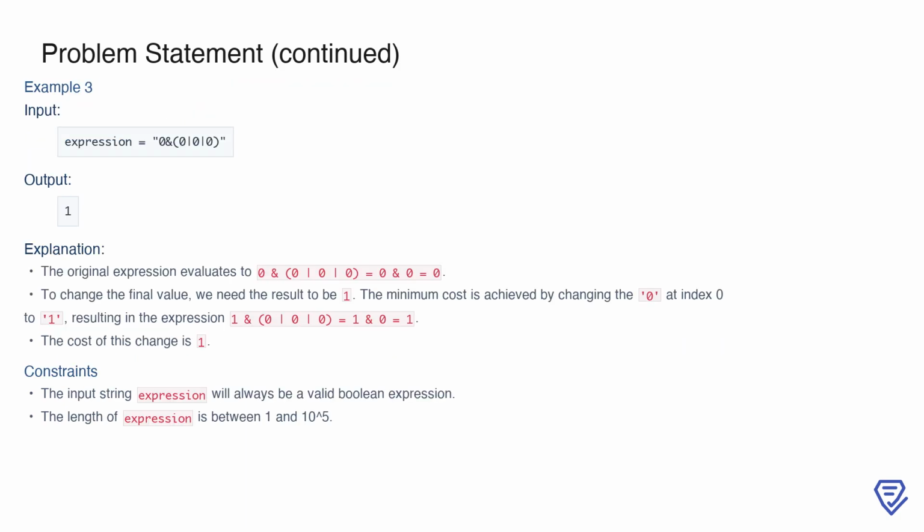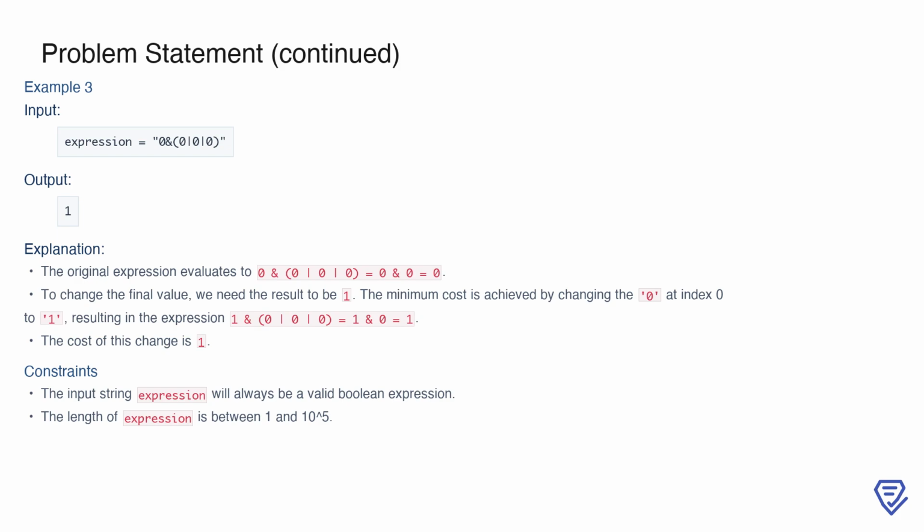Let's explore one more example. If the input expression is 0&0&(0&0&0), its evaluation proceeds as follows: 0 and 0 and (0 and 0 and 0) simplifies to 0 and 0, which results in 0. To change the final value of the expression to 1, the minimum cost is achieved by changing the 0 at index 0 to 1. This modification results in the expression 1&0&(0&0&0), which evaluates to 1 and 0, finally giving the result 1. The cost of this change is 1, and that is the output.